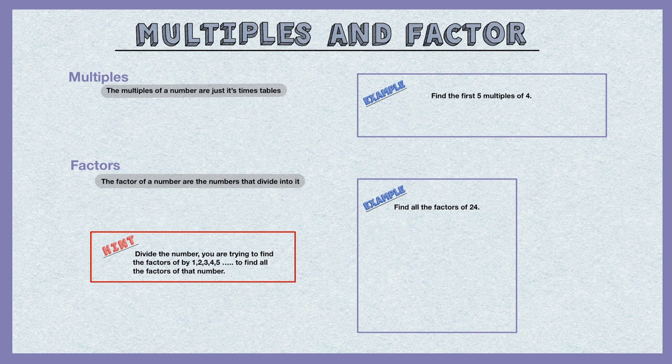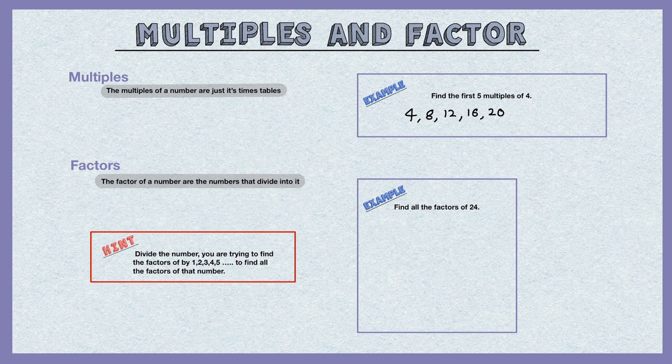So at the start of this question it says find the first 5, which means that we're going to find 5 numbers, and all of those numbers are going to be multiples of 4. So the first one would be 4, then 8, then 12, then 16, then 20. And as you can see, we're going up in 4s, and these are the first 5 multiples of 4 because each one can be divided by 4.